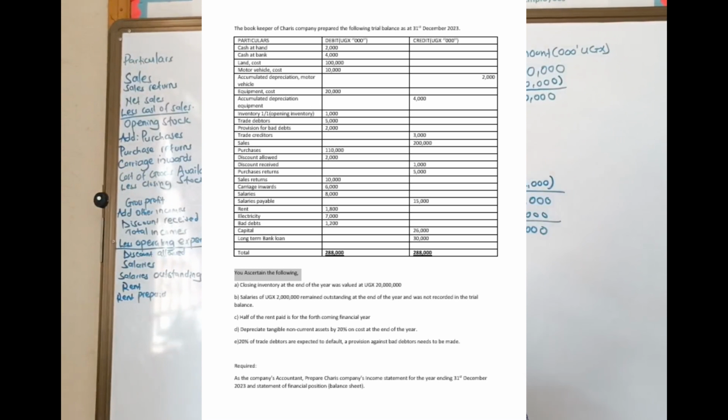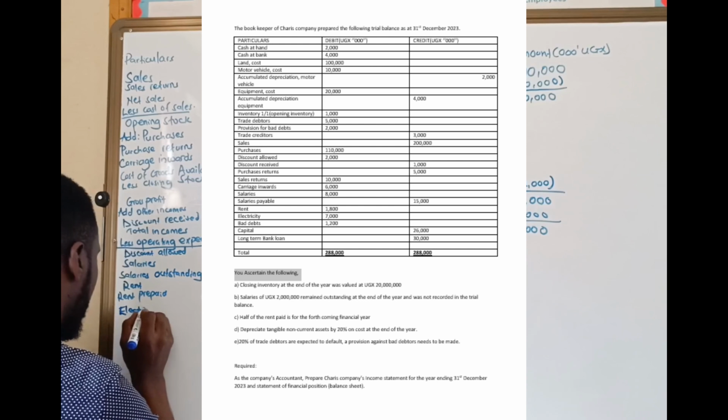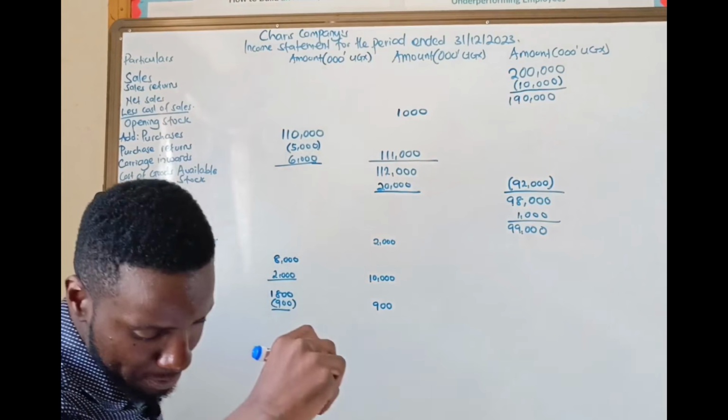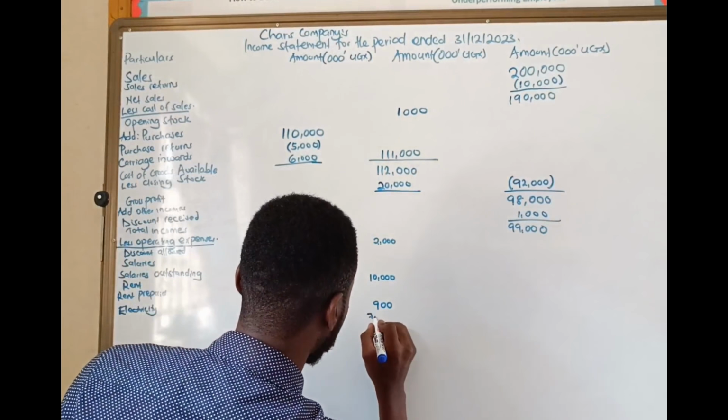Our next expense is electricity. And the total amount of electricity was 7,000. So we bring here, say 7,000.